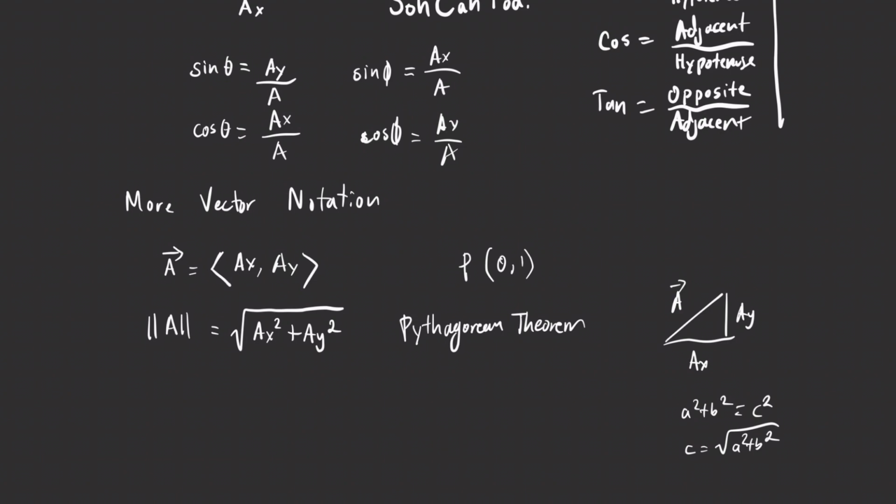If the vector was in 3 dimensions, we would basically just go ahead and squeeze in right here an az component. And here, we'd write az squared.